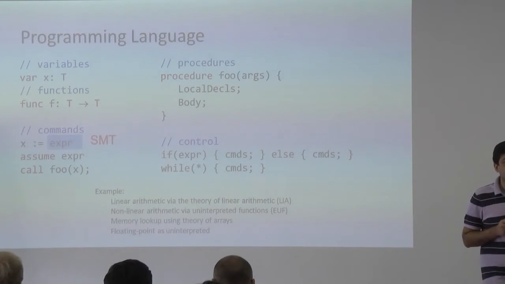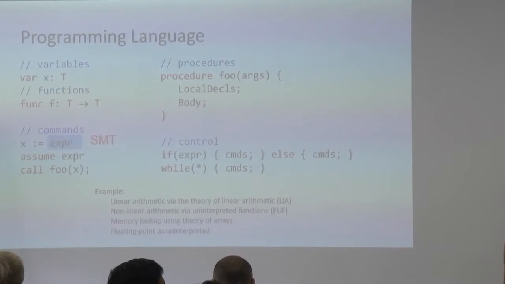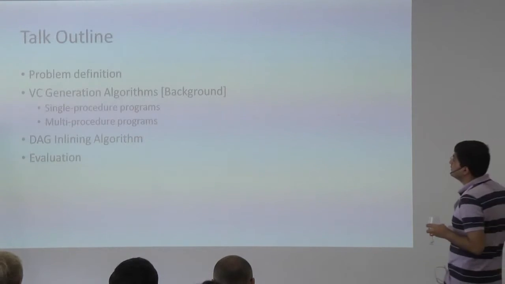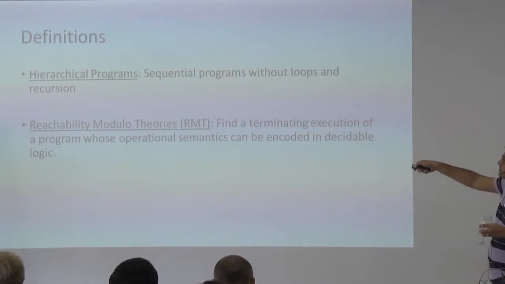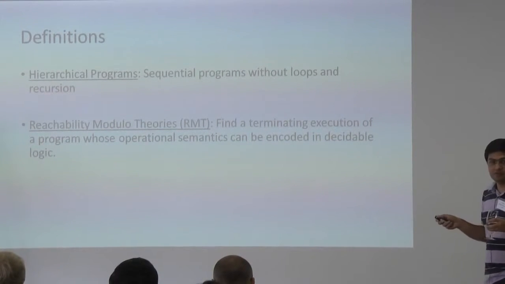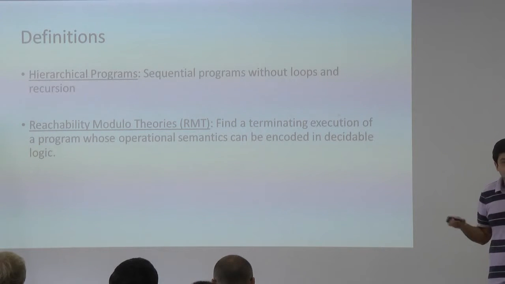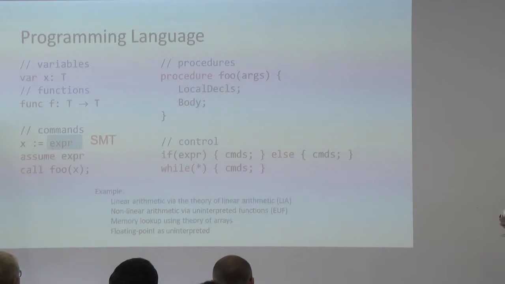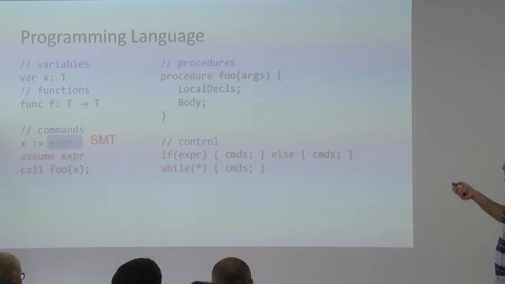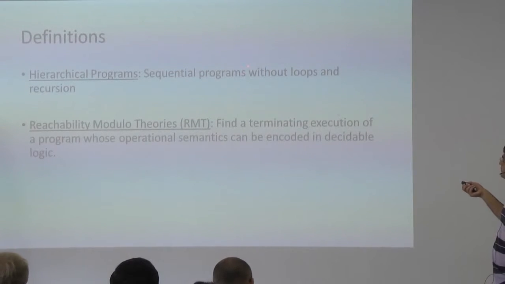Yes? You have a while statement there. These are orthogonal. So hierarchical programs do not have any loops, and RMT you can define for any program. And what we're going to solve is RMT on hierarchical programs. In that case, even recursion is not allowed. So no loops, no recursion.